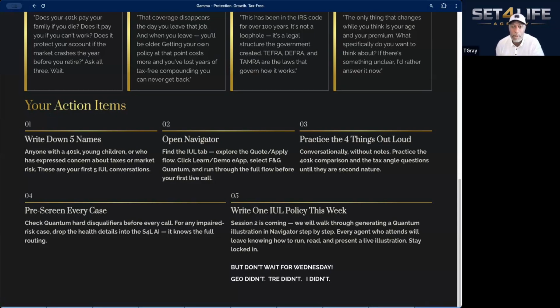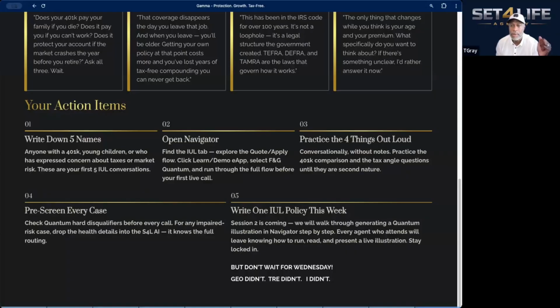Second action item, open Navigator. Find the IUL tab, click on quoting, and play around. Click explore, quote, and apply. Click learn, demo. Just put in information, practice. Okay. I want to commend everybody who's already done that.